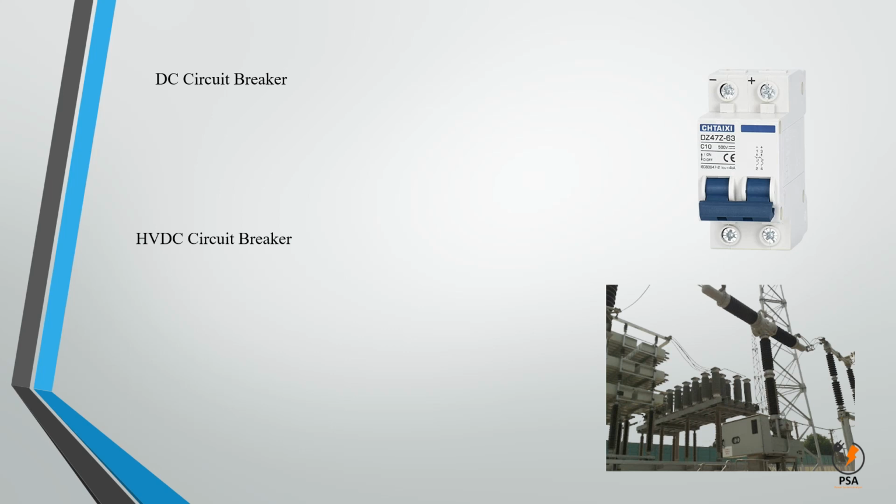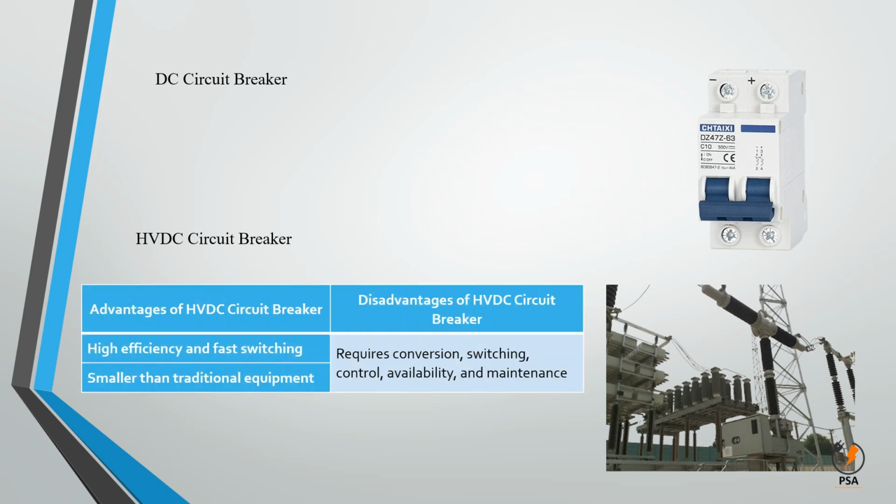These are suitable for networked DC networks and multiple DC connections. They provide both high efficiency and fast switching. It can allow the system to be much smaller than other traditional equipment. HVDC requires conversion, switching, control, availability, and maintenance.